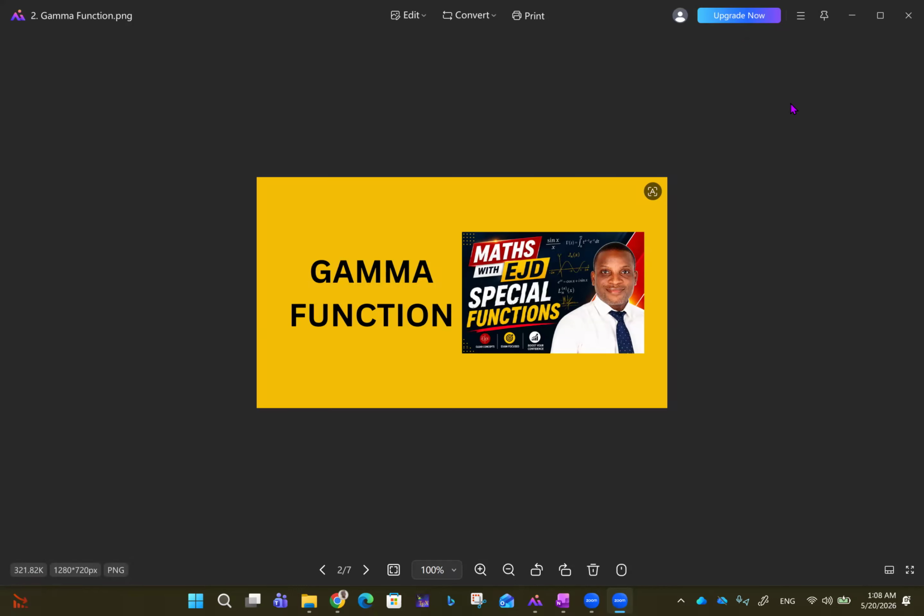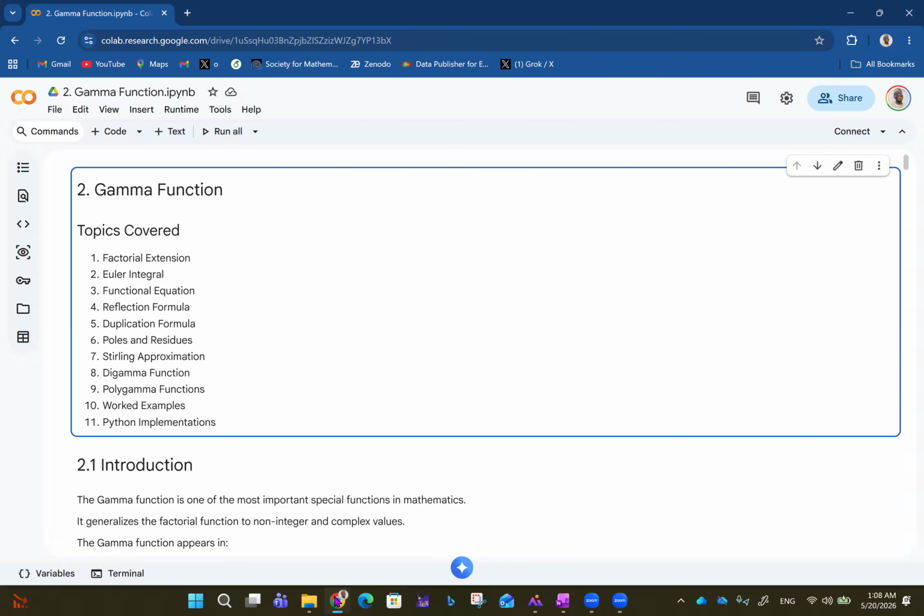We continue with the special functions playlist by looking at the gamma function, as promised. It's one of the special functions we consider. We already saw it in the introduction in the previous video. So let's go ahead and take a deeper look at the gamma function.